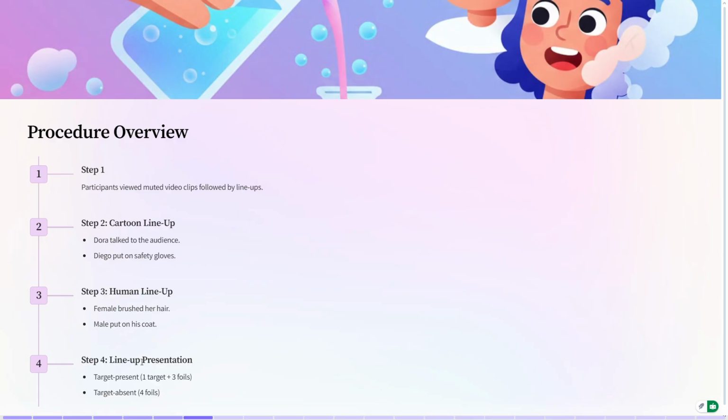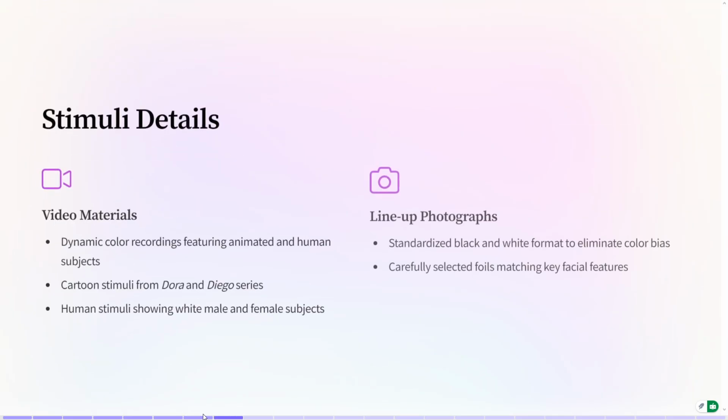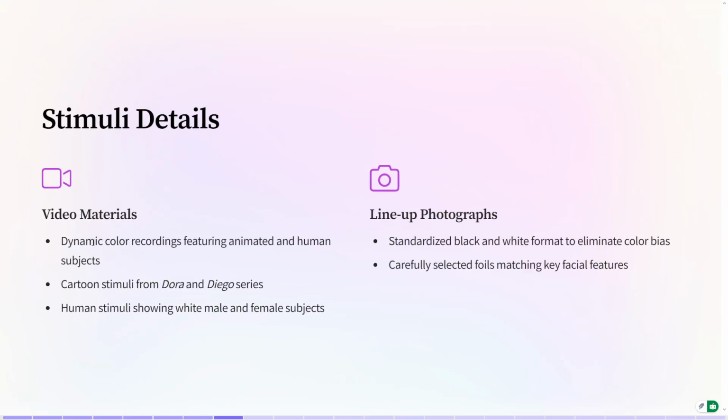The lineup presentation. Okay, so for the lineup presentation, we had target present where they had one target and then three foils, three wrong pictures. Okay, and then they were grouped together. All right, so the target absent was made up of just four foils, right?